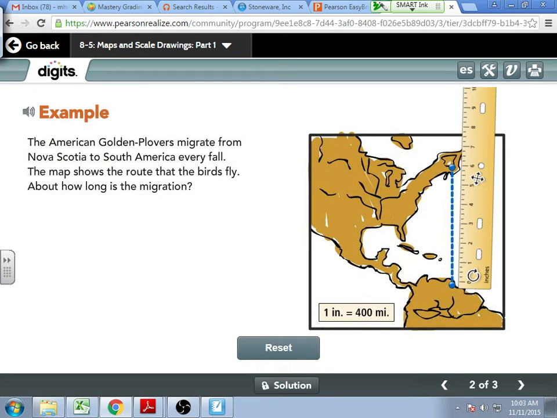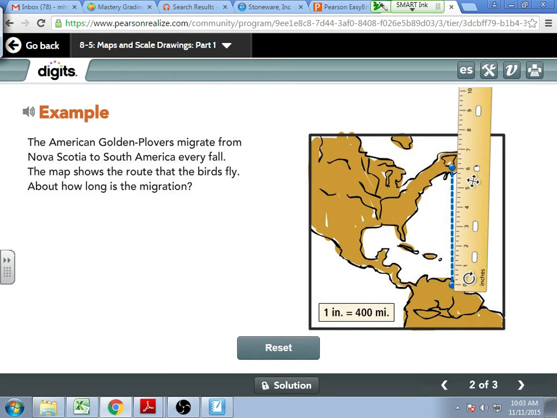How many inches? 6. So I want to see how good you guys are, even though I haven't done one for you yet. Yes, this scale is in inches. This ruler is measuring inches. You have your scale relationship right here.